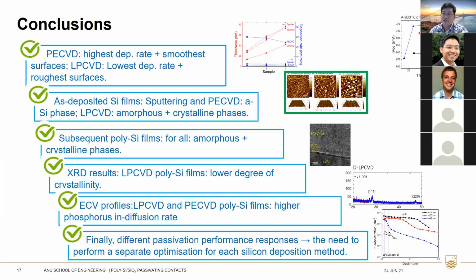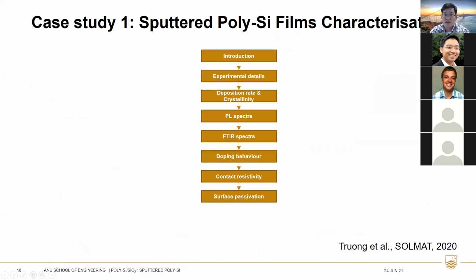Okay, so let's continue to the next case study, on sputtered polysilicon characterization. This is the outline of this part of the talk. We will go through the introduction, then experimental details, deposition rate and crystallinity, and the PL spectra, that's the optoelectronic properties, PL and FTIR, and doping behavior, contact resistivity, and surface passivation, based on our comprehensive understanding from the previous topic.